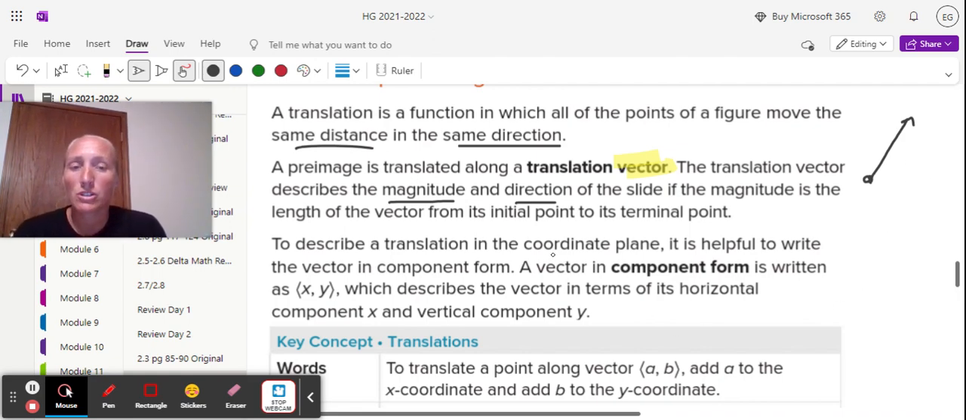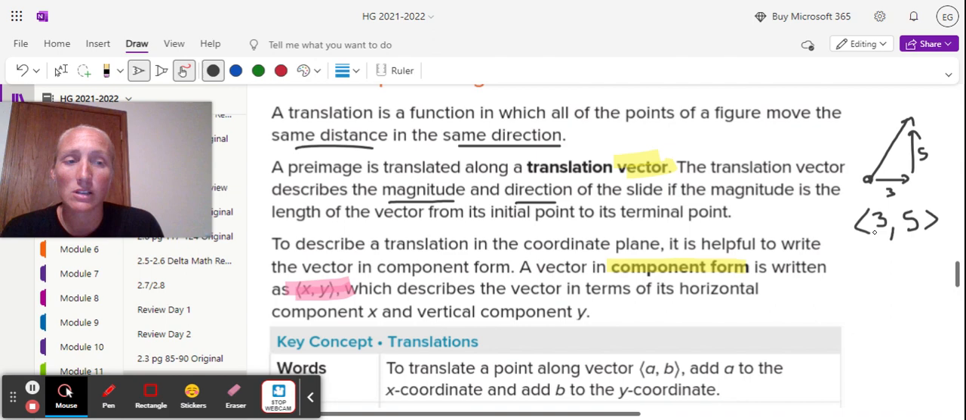To describe a translation in the coordinate plane, it is helpful to write a vector in what's called component form. So here's another thing. There's just a lot going on in this section here. But component form is written as, and please, please, please notice that this component form here has, I call them arrow brackets. So it's going to be an arrow bracket, and however far over to the right, let's say that this went 3 units to the right, that would be a positive 3 because right is positive. And since it went up a certain amount, then it would be, let's say that was 5 units, it'd be a positive 5 and an arrow bracket. That would be the component form of that vector. And what that tells us is how far and in what direction that vector is going.